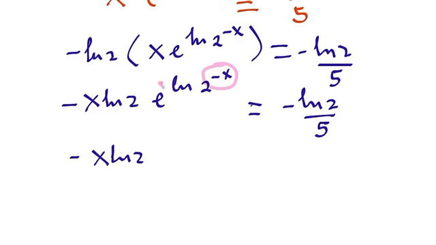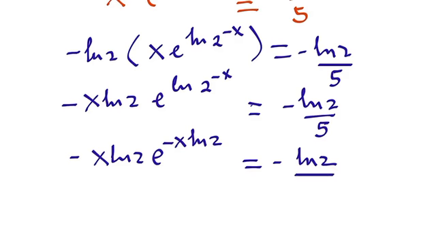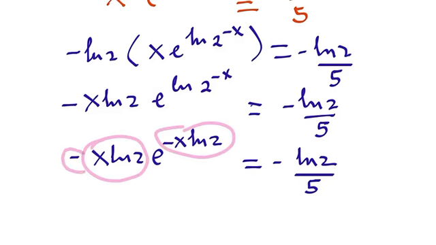From the law of logarithm, we're going to have e to the power of minus x ln of 2, which is equal to minus ln of 2 divided by 5. From there, the next thing we're going to do is, when you look at this here and this here, you can see that it's the same thing. And we have this e here also.